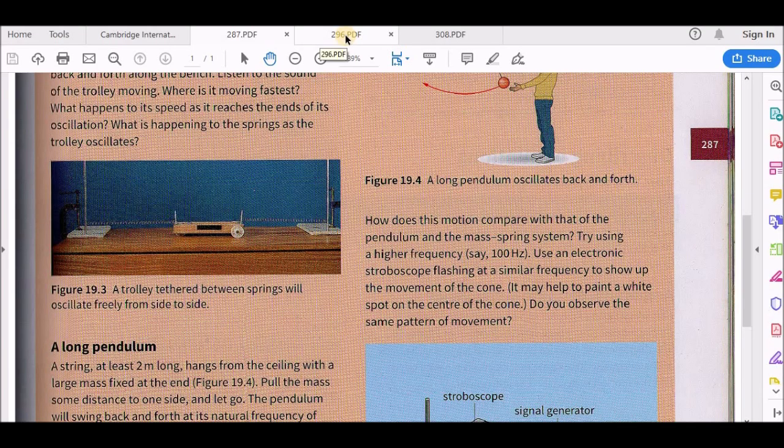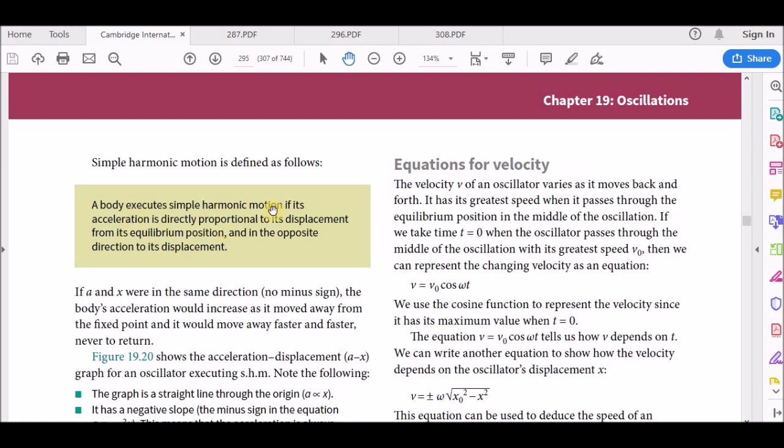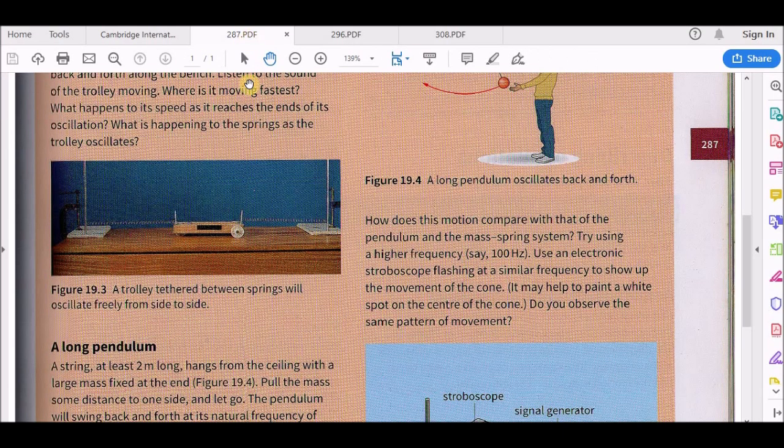So when the resultant force increases, the acceleration also increases. That's what you can see over here. A body executes simple harmonic motion if its acceleration is directly proportional to its displacement from the equilibrium position. Now the more you move away from the equilibrium position, the greater will be the resultant force, and then the greater will be the acceleration.